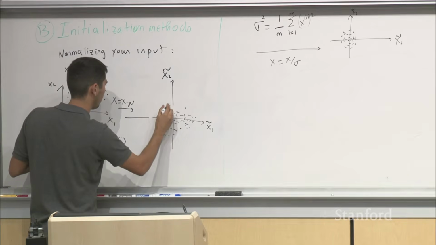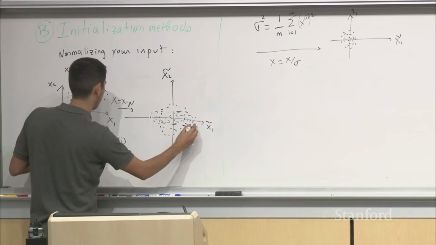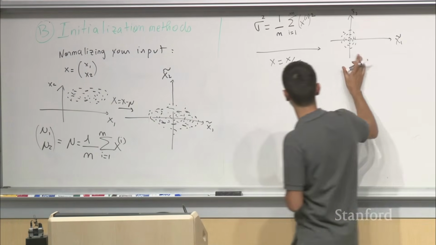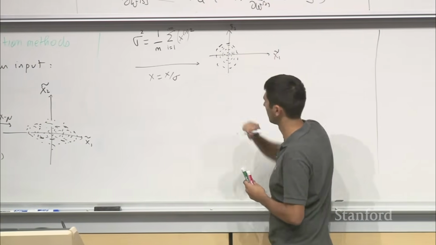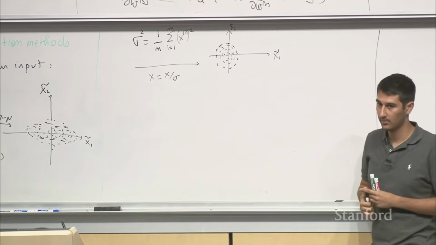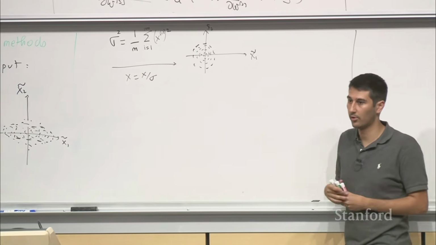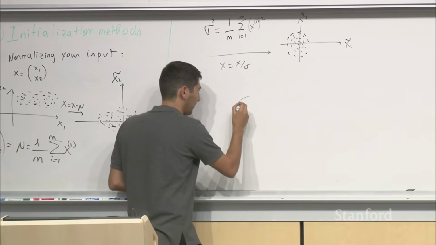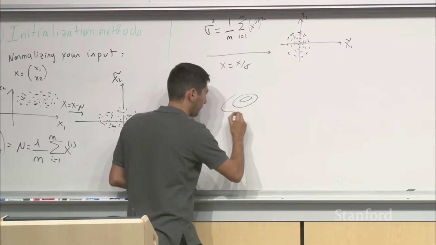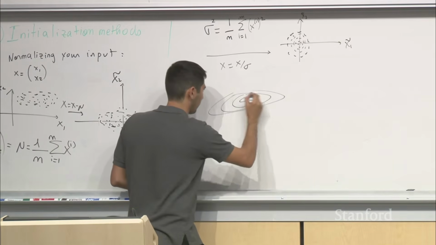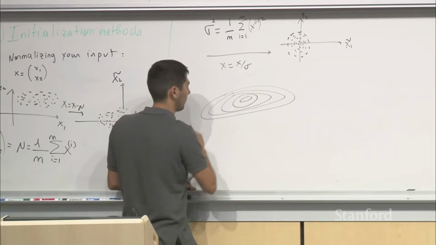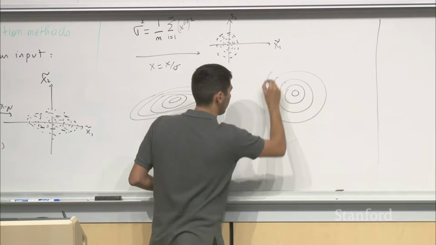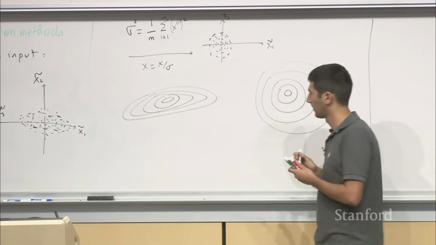Sorry, it should look like this, but be centered. Okay, and then if you standardize it, it looks like something like that. So why is it better? Because if you look at your loss function now, before the loss function would look like something like this. And after normalizing the input, it may look like something like this.